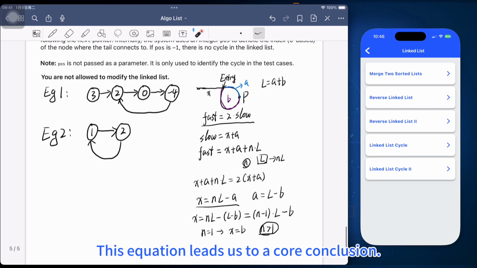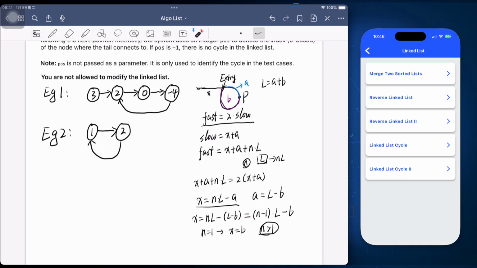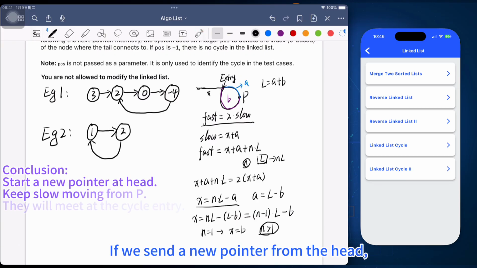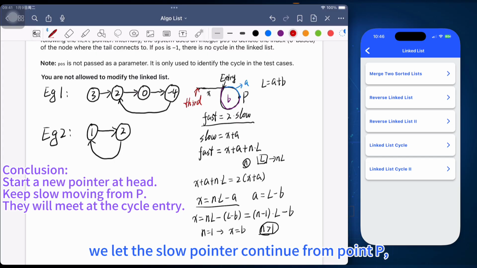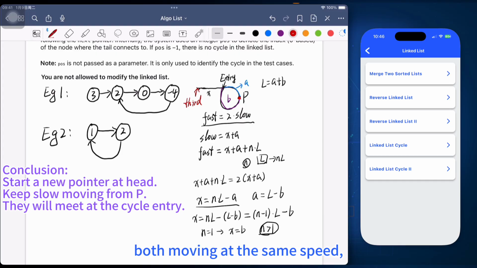This equation leads us to a core conclusion. If we send a new pointer from the head, let's call it third, and at the same time we let the slow pointer continue from the point P, both moving at the same speed, they will eventually meet. And the node where they meet is exactly the entry point of the circle. Now that the solution is clear, let's see it in action with Algo Demo.